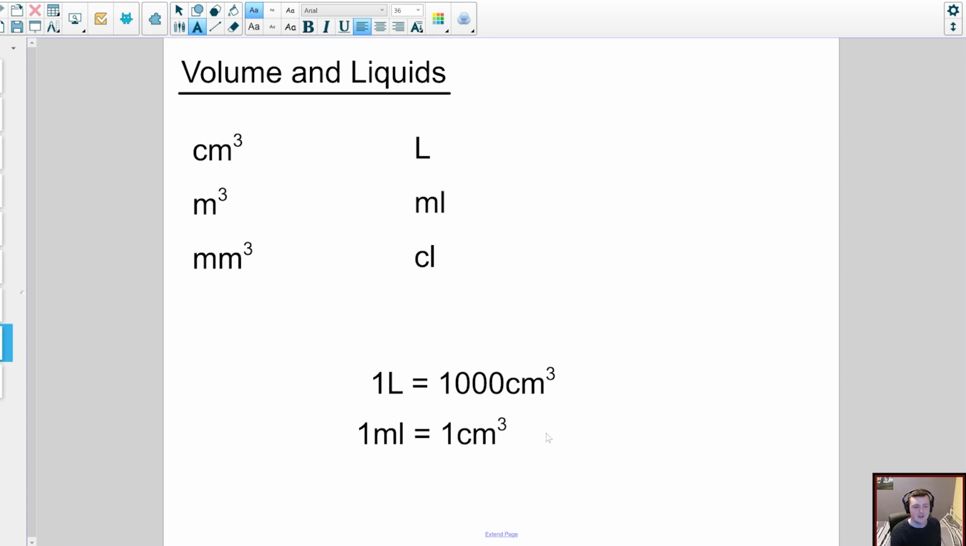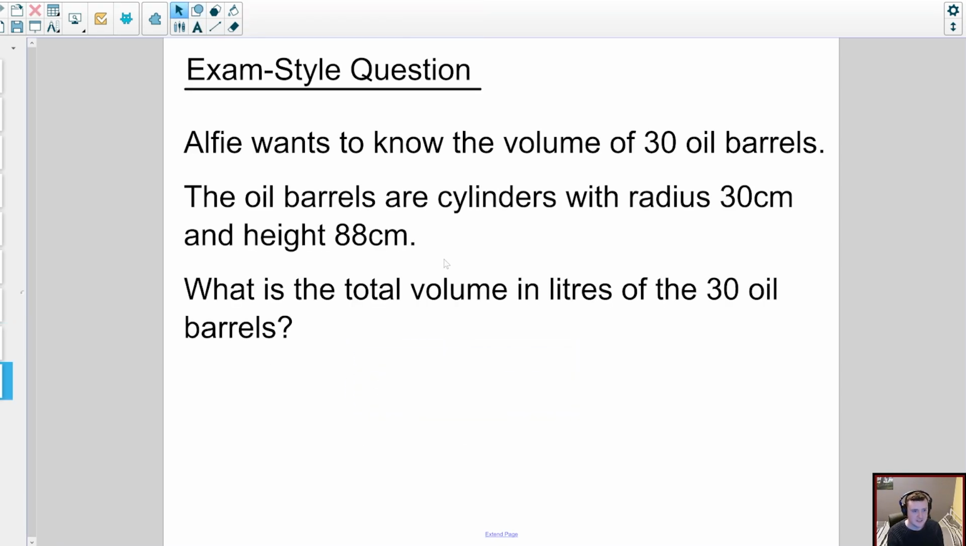Okay, so I'm going to keep this in mind because of the exam question that I've got for you. I'm going to put this up here to help you remember it. I'm going to read the exam question out to you and you pause the video. It might take you a few minutes to do. This might be worth 3 marks in an exam.